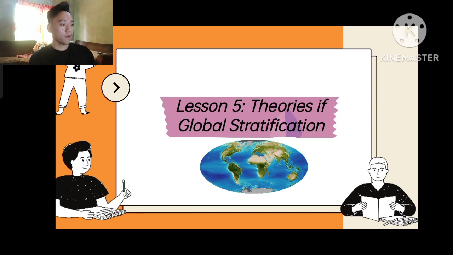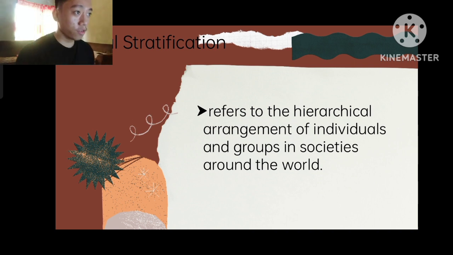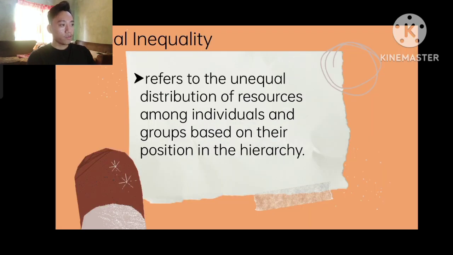I'm here to discuss Lesson 5, Theories of Global Stratification. Now, what is global stratification? Global stratification refers to the hierarchical arrangement of individuals and groups in a society around the world. Then, global inequality refers to the unequal distribution of resources among individuals and groups based on their position in the hierarchy. Now, when we say hierarchical, it means from high class to low class.